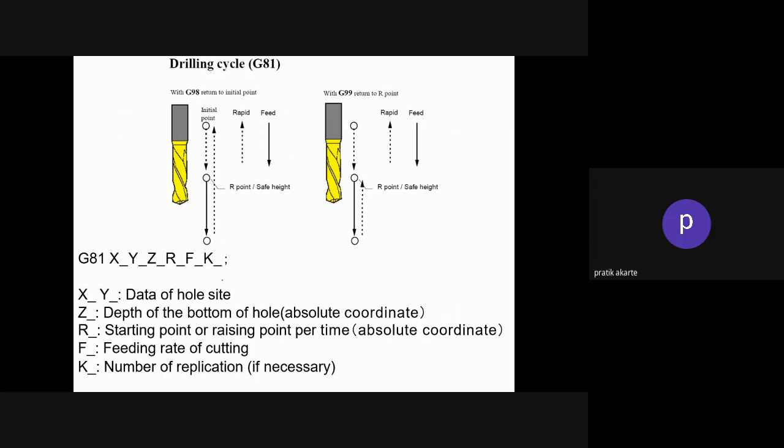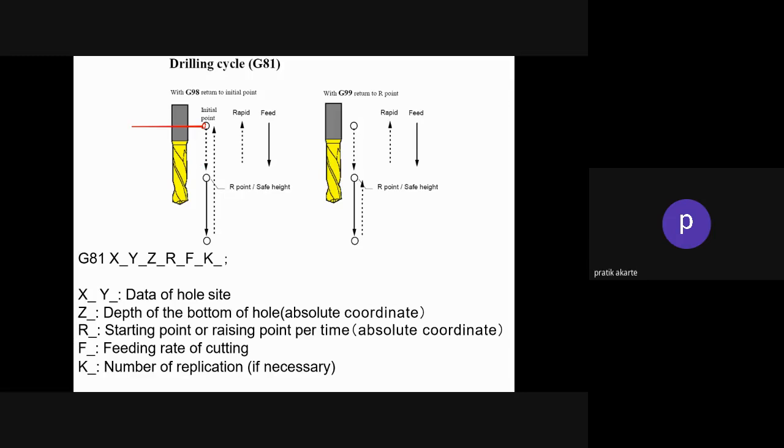And K is the number of replications, meaning how many repetitions you need. So this is the initial point, and now your tool is starting from this point. A dashed line indicates non-cutting motion, when the tool is not rotating, and a dark line indicates your feed, meaning your tool is rotating. Here, a dashed line means not rotating, and a continuous line means rotating.